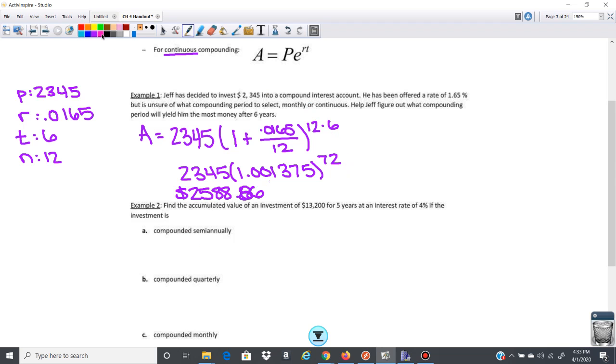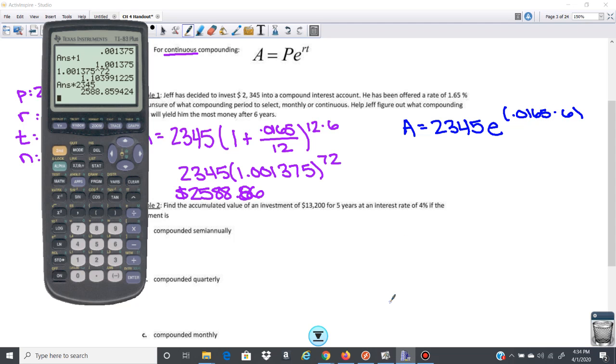Then you want to test to see how much money you would get with continuous compounding. So you're using this formula here. So we would go A equals 2,345 times e to the, let's see, the r is 0.0165, times 6 years. So there's no n in this formula. With the e, you can put that in just like that. So this one's a little easier to do.